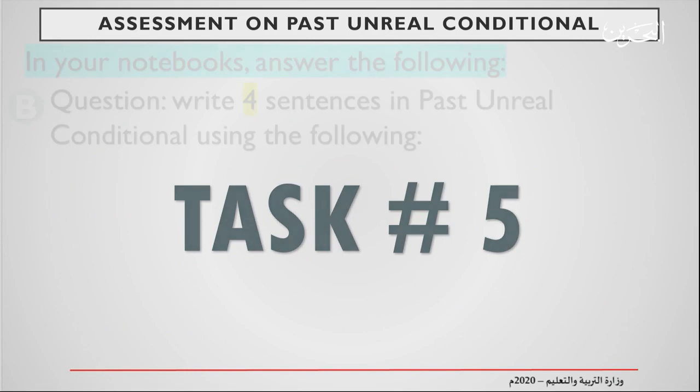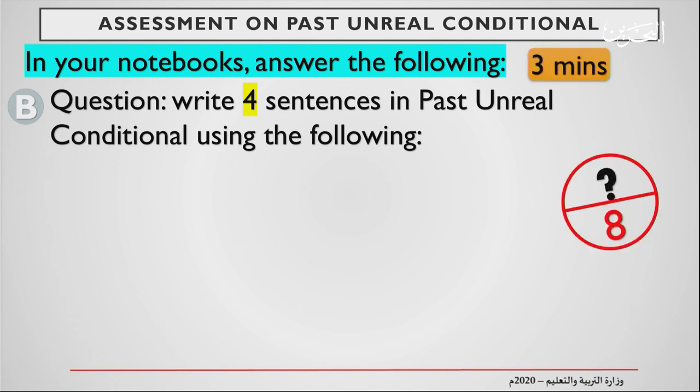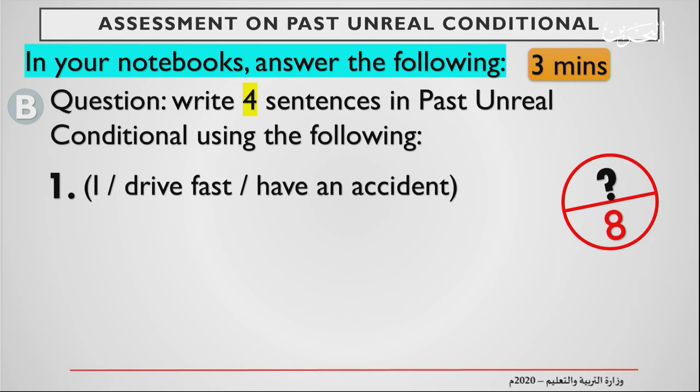Task number 5. In your notebooks, answer the following. Question B. Write 4 sentences in past unreal conditional using the following. And you have a mark of 8. First one. I drive fast, have an accident. Your task is to combine all of these words into one past unreal conditional sentence.